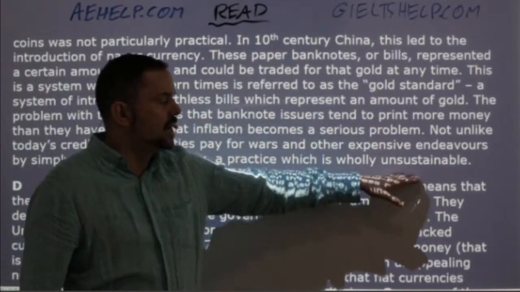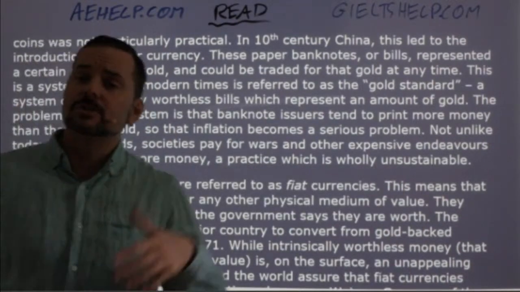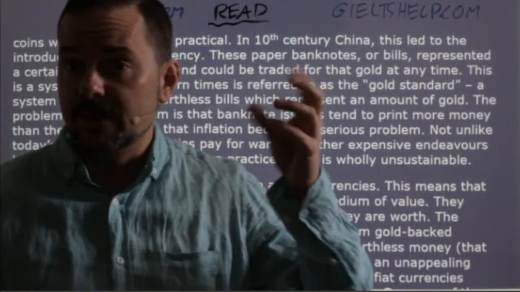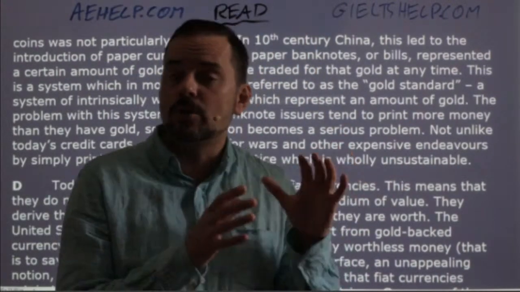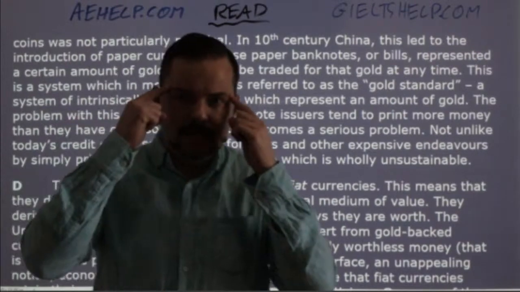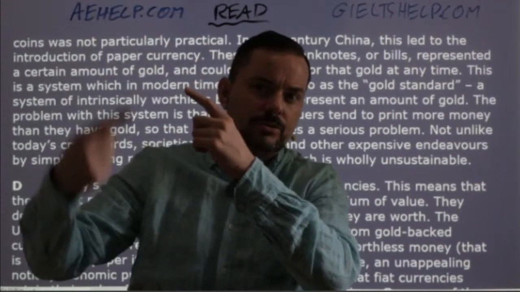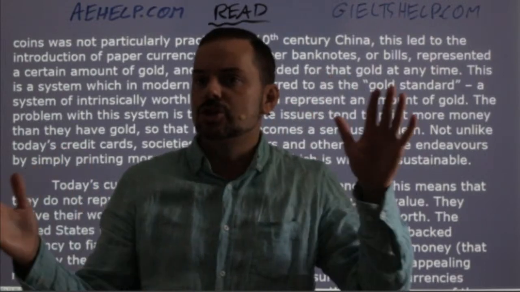Societies pay for wars and other expensive endeavors by simply printing more money, a practice which is wholly unsustainable. Okay, so in the beginning, it was metal and grain. Then we got into gold and silver. Now we're coming into paper money and credit cards. So in my mind, I have this 1, 2, 3, the evolution of modern day money.